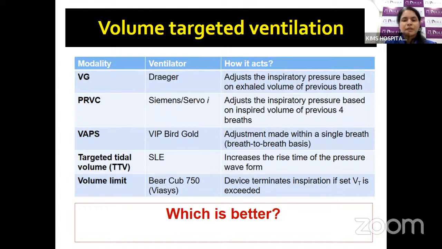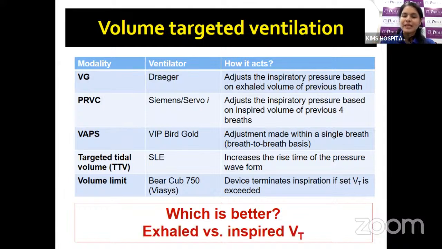VAPS, on the other hand, does an intra-breath adjustment of tidal volume, wherein the I time of the breath is adjusted in order to reach the target tidal volume. So if the tidal volume is not reached within the I time that is already done, VAPS would prolong the I time until the tidal volume is actually achieved. Whereas in TTV, the rise time of the pressure waveform is adjusted to target the tidal volume. Volume limit is slightly different from these modes. In volume limit, the device terminates the inspiration if the tidal volume set is exceeded. So each of them has its own features.